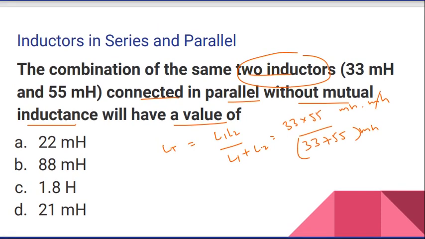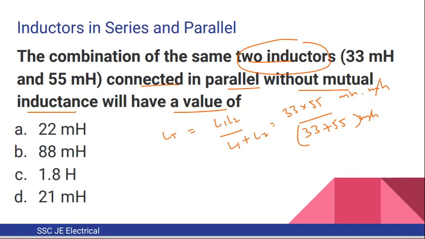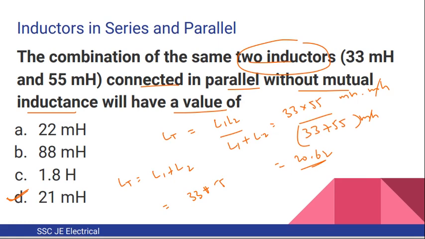So the answer you will get in millihenry. Simplify this, you will get around 20.62, that is approximately 21 millihenry. For the same question, if they give the series, what is the formula? LT equals L1 plus L2. So 33 plus 55, that is 88 millihenry. This will be the correct answer.